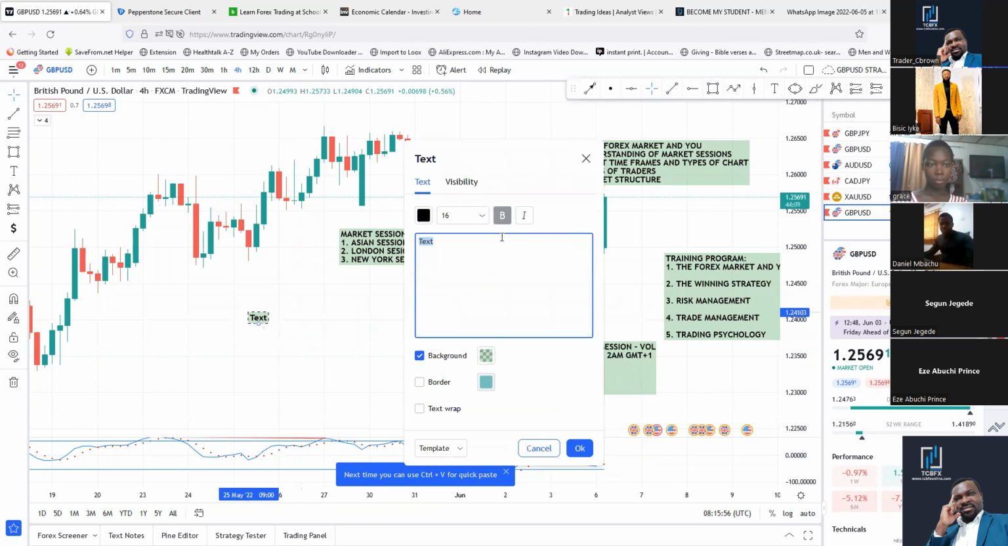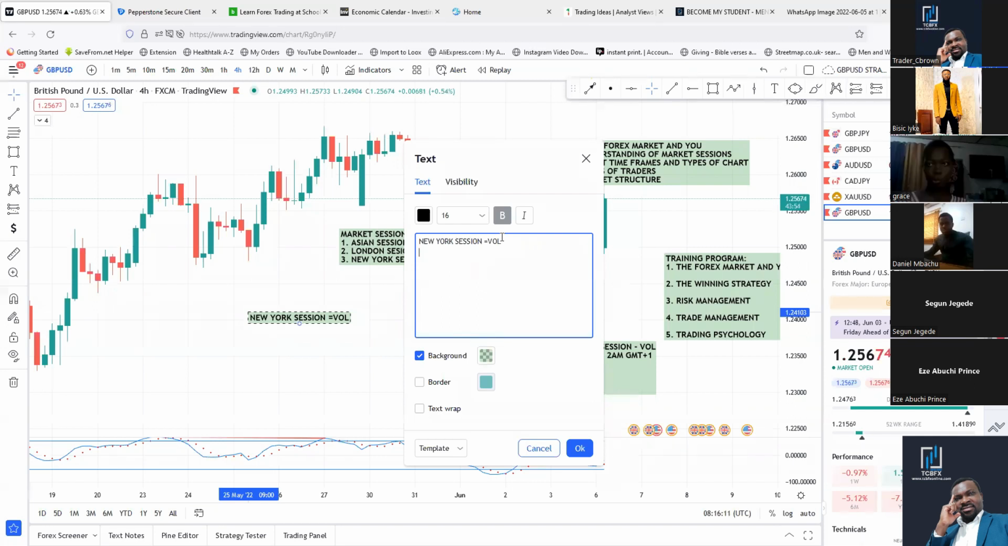Now, the New York section, again, we are looking at volume. Remember, we're looking at volume. When should I get into the market and trade? It's not when it opens and closes. It's not about when the market opens. I know when the market is opening, but when do I get myself in, trade, make money and get out? When there is volatility.